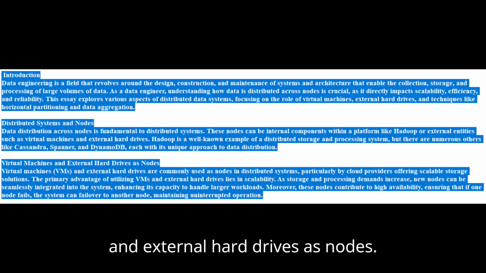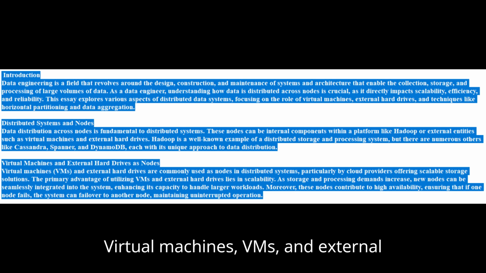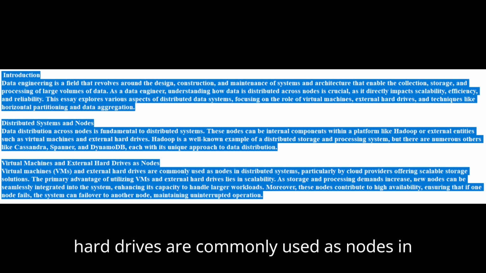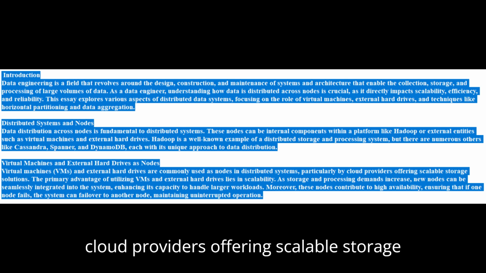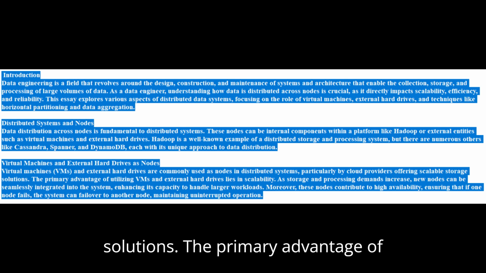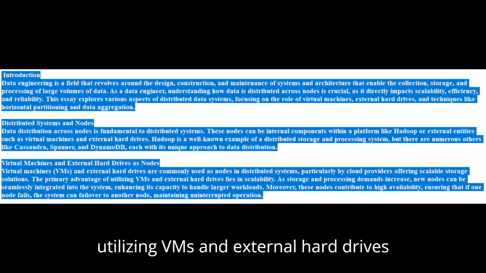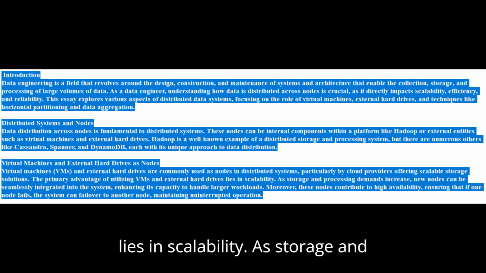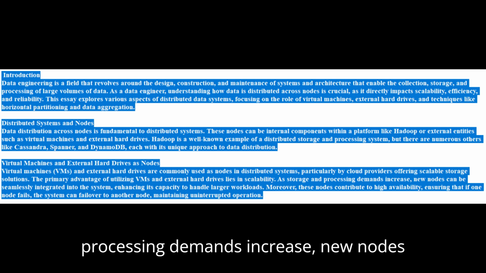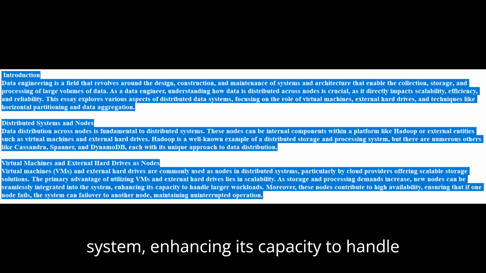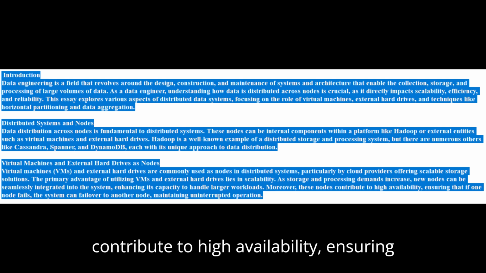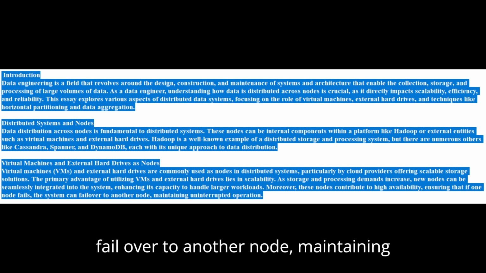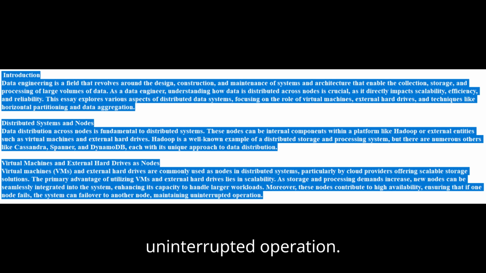Virtual machines and external hard drives as nodes. Virtual machines, VMs, and external hard drives are commonly used as nodes in distributed systems, particularly by cloud providers offering scalable storage solutions. The primary advantage of utilizing VMs and external hard drives lies in scalability. As storage and processing demands increase, new nodes can be seamlessly integrated into the system, enhancing its capacity to handle larger workloads. Moreover, these nodes contribute to high availability, ensuring that if one node fails, the system can fail over to another node, maintaining uninterrupted operation.